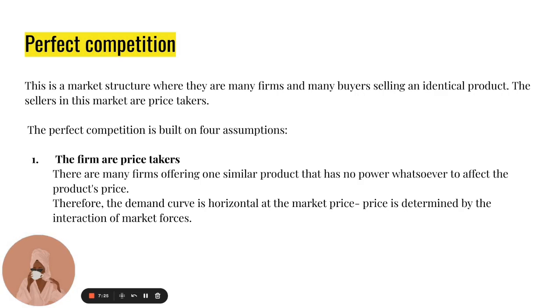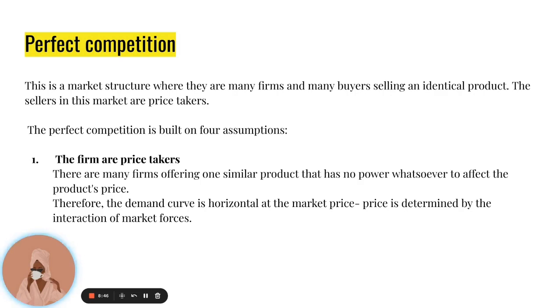Now, perfect competition is built on 4 assumptions. One, the firms are price takers. What does price takers mean? They have to accept the price. They cannot set the price. Something in the market is setting the price and not the firms themselves. If you don't understand what I'm trying to say, let me know in the comments. There are many firms offering a similar product, and because of that, they have no power whatsoever to affect the price of the product.